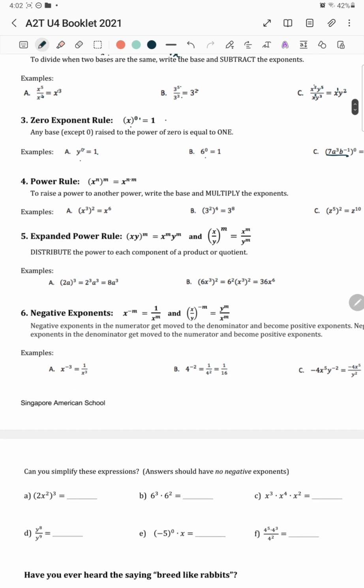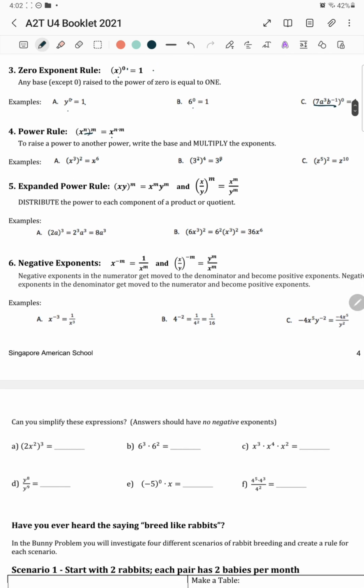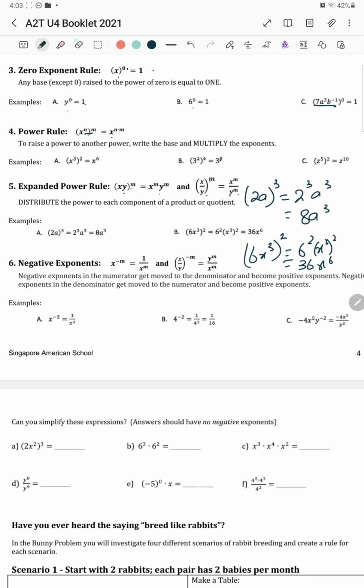Power rule: x to the n, to the m, is equal to x to the n times m. If it is like this, the exponents are multiplying. 3 times 2 is 6, 4 times 2 is 8, 5 times 2 is 10. Expanded power rule: x times y to the m can be written as x to the m times y to the m, and x over y to the m can be written as x to the m over y to the m. For example, I have 2a cubed, I can write it as 2 cubed a cubed, which is equal to 8a cubed. Or if I have 6, I can write it as 6 squared, x cubed squared, which is equal to 36 x to the power 6.